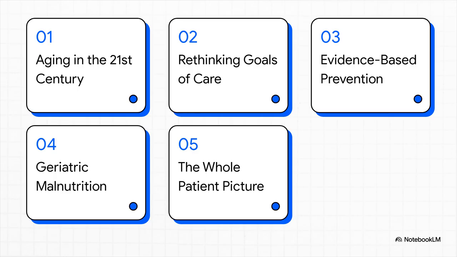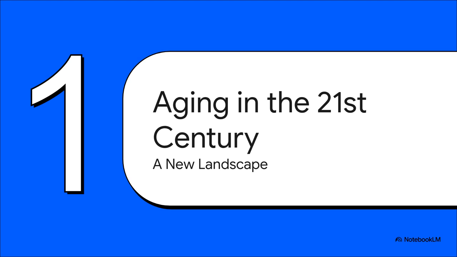Okay, so here's our game plan. We'll start by understanding the modern context of aging. Then we'll totally rethink our clinical goals. After that, we'll get practical with evidence-based prevention, tackle the huge issue of malnutrition, and finally, bring it all together to see the whole patient. First up, let's set the stage.